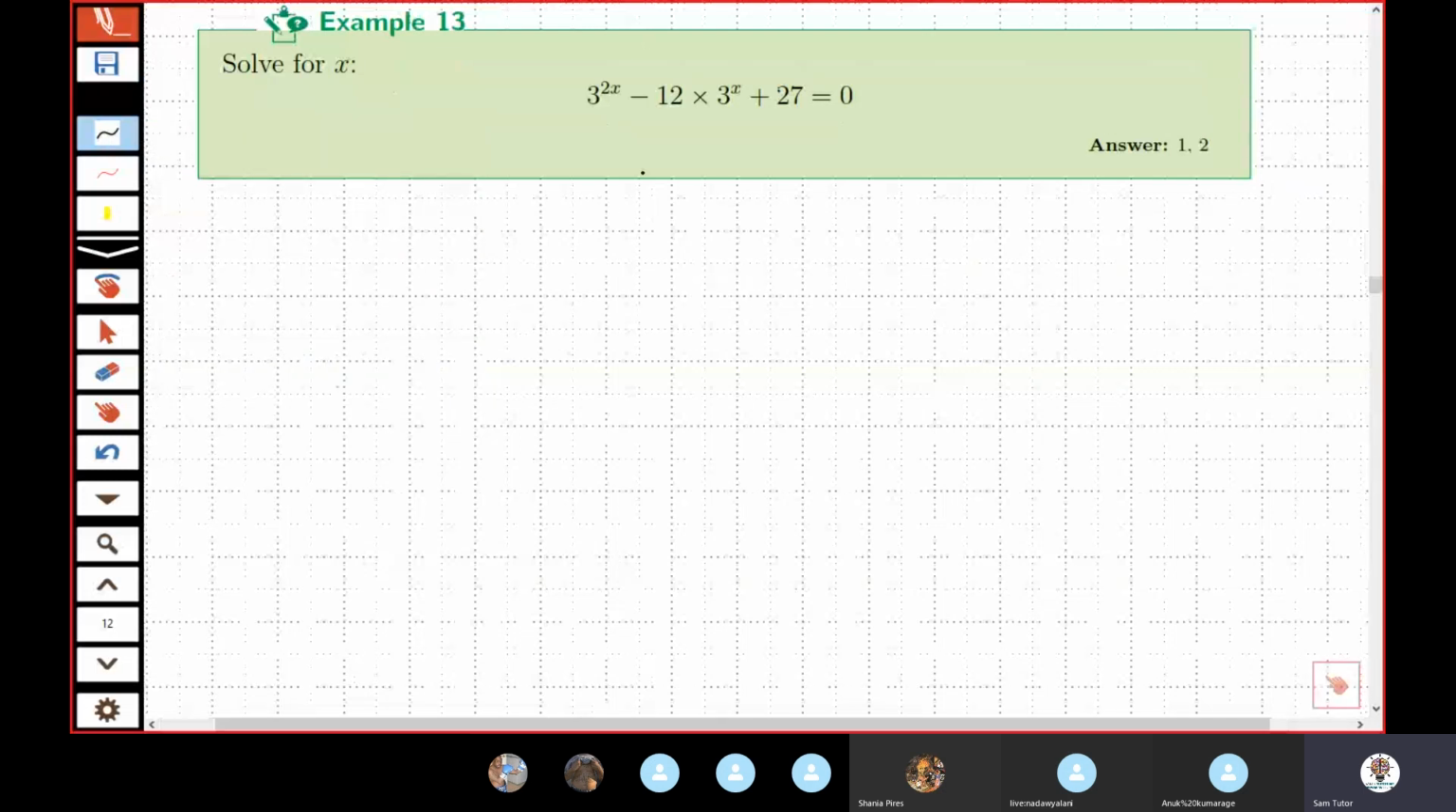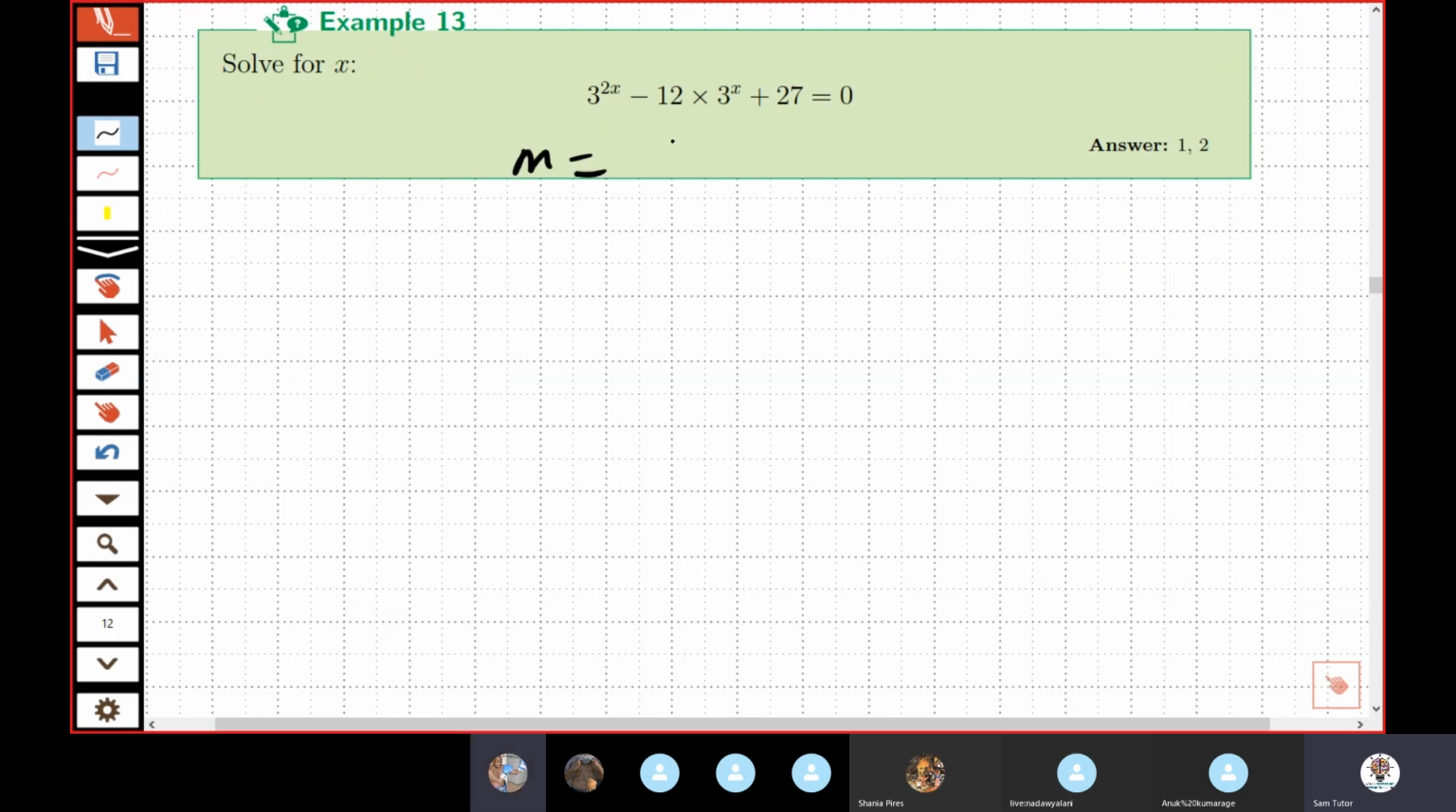All right, let's see. It's 3 to the 2x minus 12 times 3 to the x plus 27. Instead of e, remember e is just a number, not a letter, just like pi is a number. Instead of being e, it just says 3. So what does m equal in this case? 3 to the power of x.